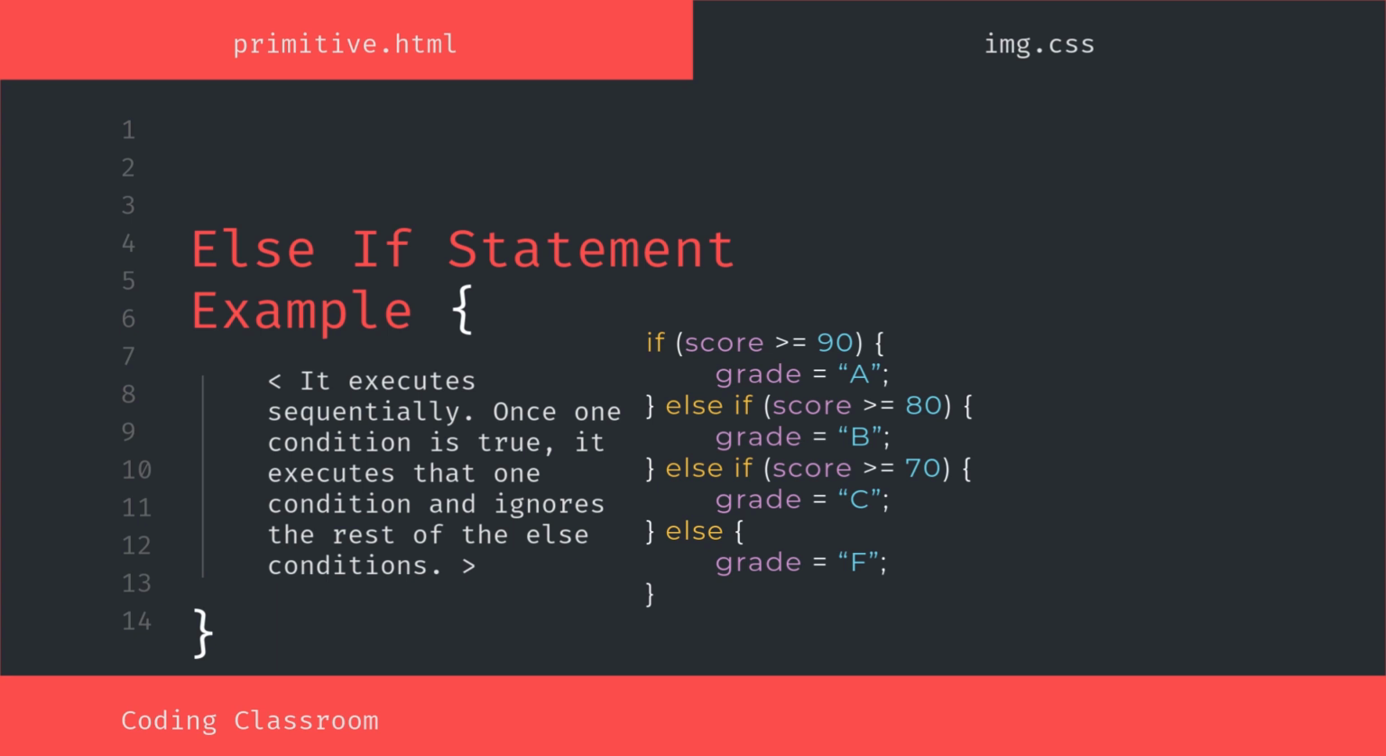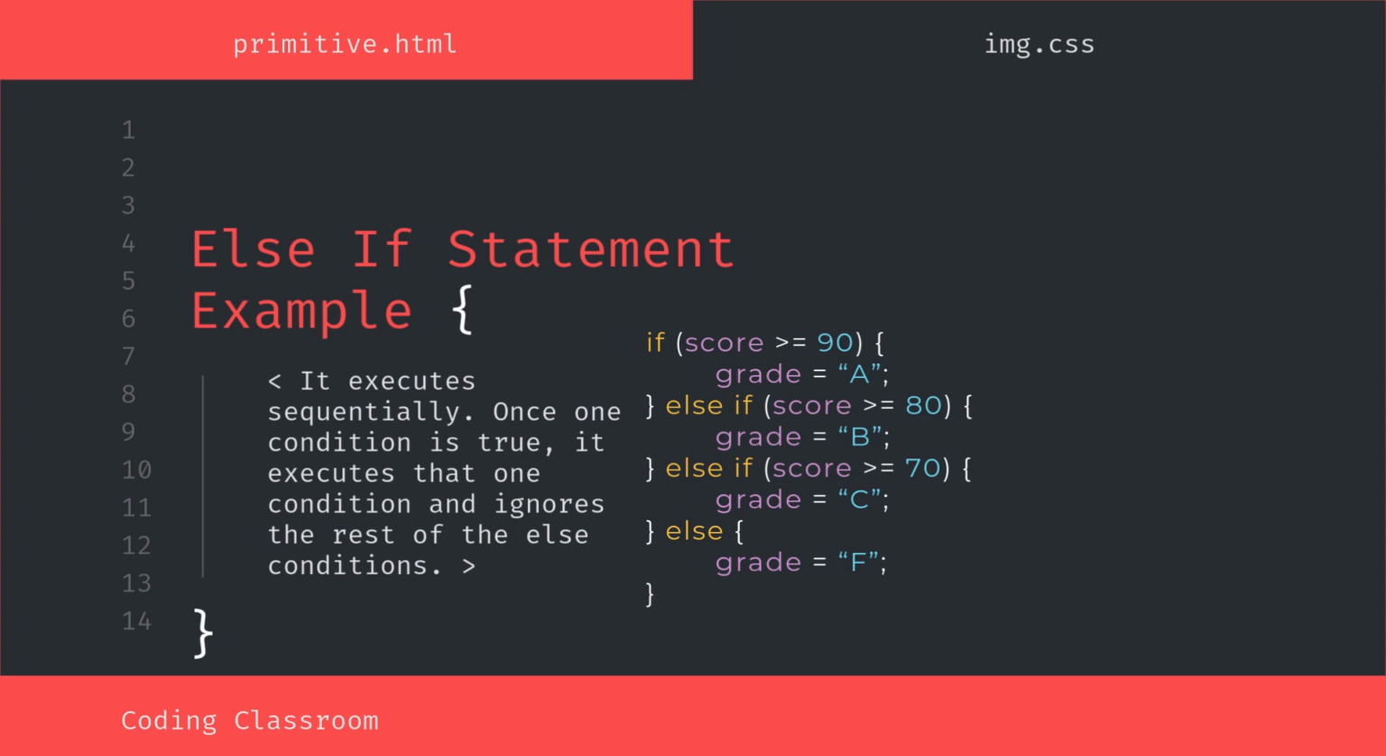Let's dive deeper into how the else-if statement works with a real example. The else-if statement lets you check multiple conditions in a sequence. The program evaluates each condition one by one, and as soon as it finds a condition that is true, it executes the code for that condition and skips the rest.